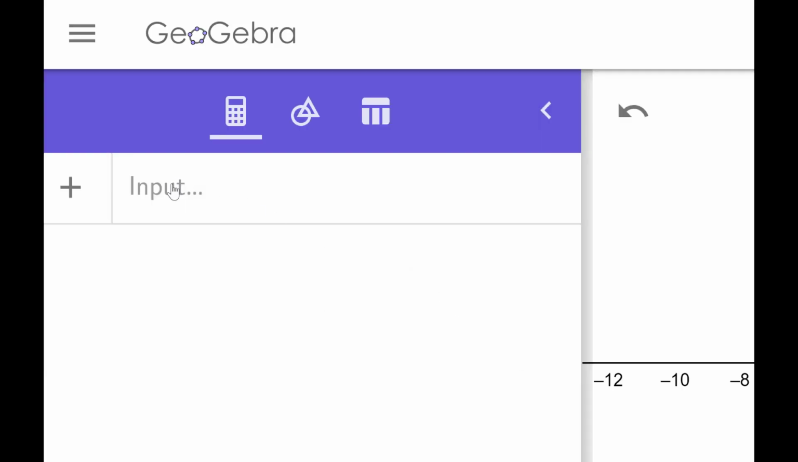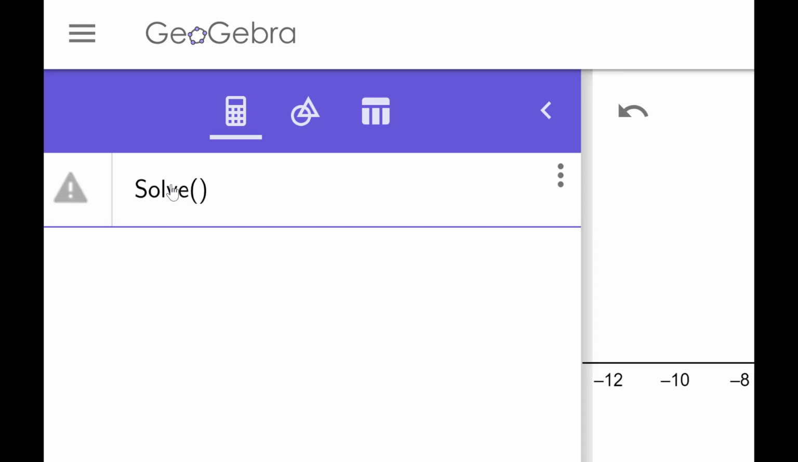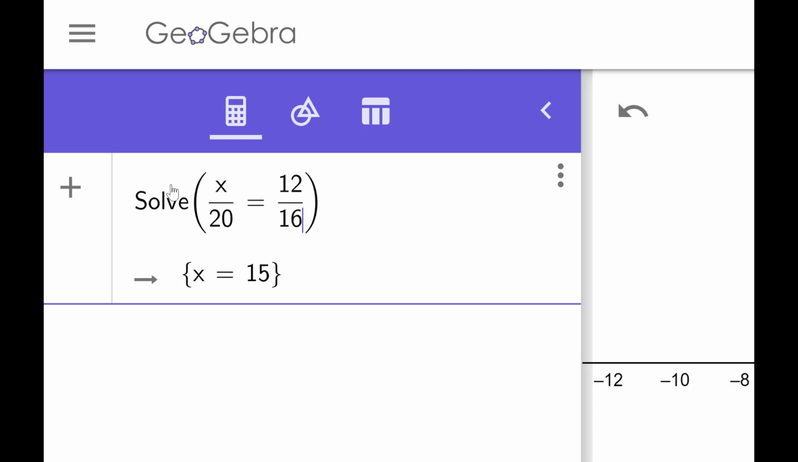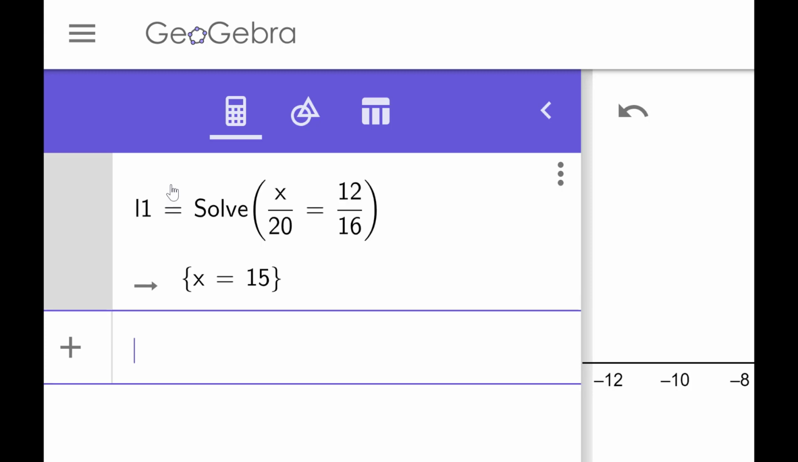All right, we're going to solve that second equation using GeoGebra. So remember, just type in solve and then type the equation you want. So X divided by 20 is equal to 12 divided by 16, and we see the answer is 15. Beautiful. All right, next problem.